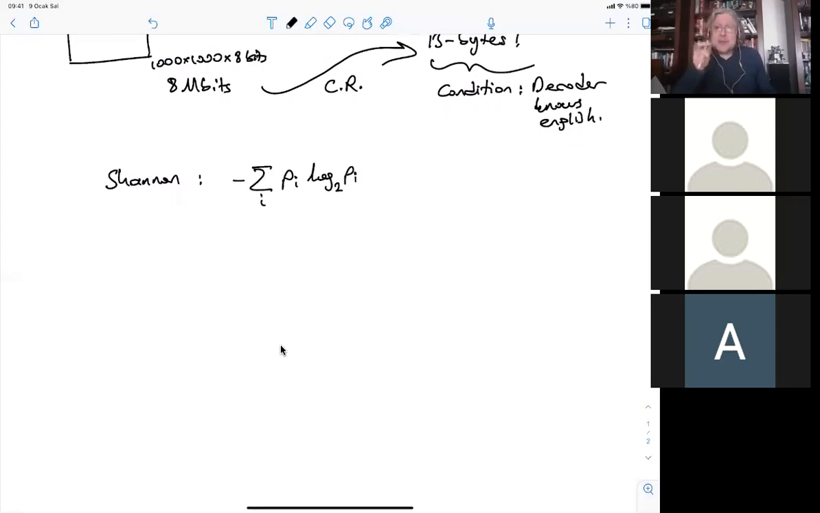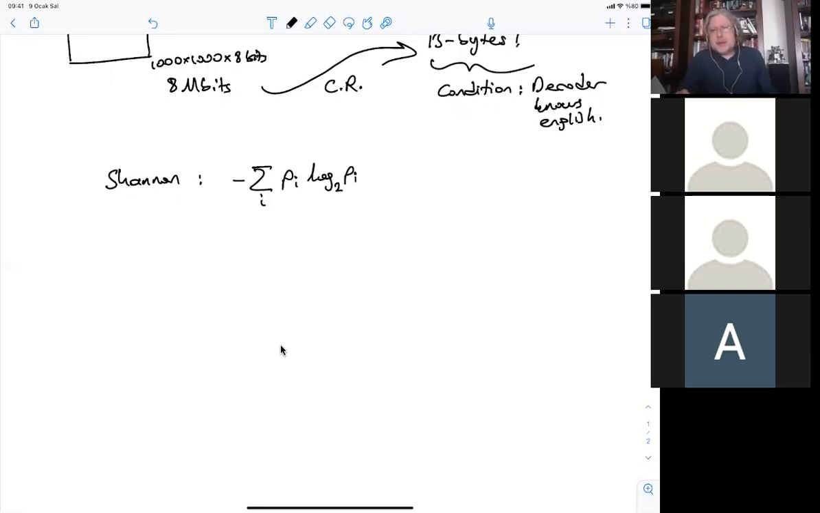Some symbols will be represented with shorter lengths. Some of them will be represented with longer lengths, longer bits. So we are trying to convert every symbol into streams of bits, and some of these symbol bit sequences will be longer than the others. This is the Shannon way of looking at the concept of entropy and information.